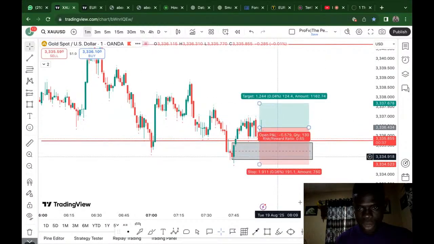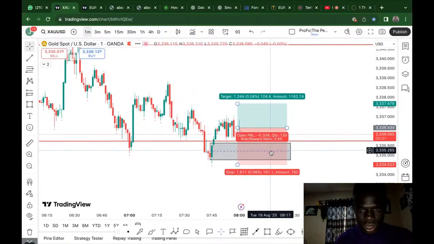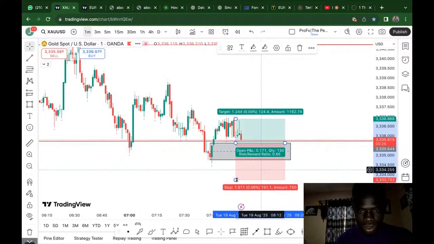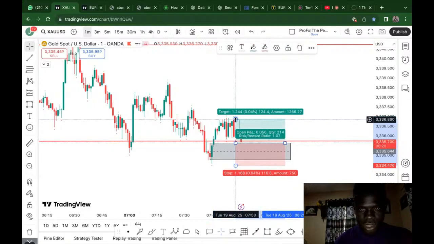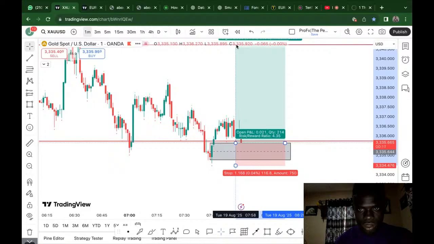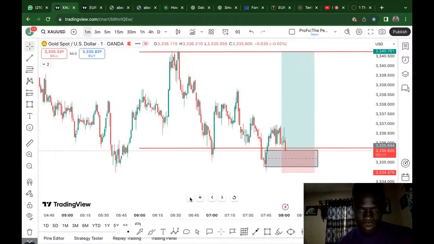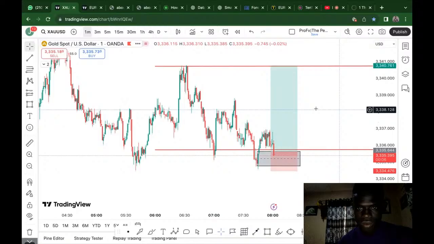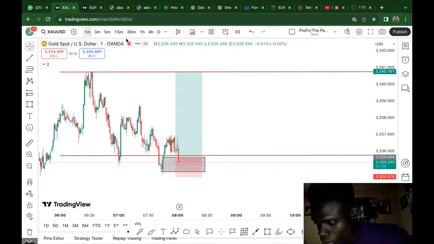Okay, can you see? It's coming back. So the other block here would have been a good buy limit. Stop loss here, then take profit at the candle range high. So let's see how this plays out. Let's watch.